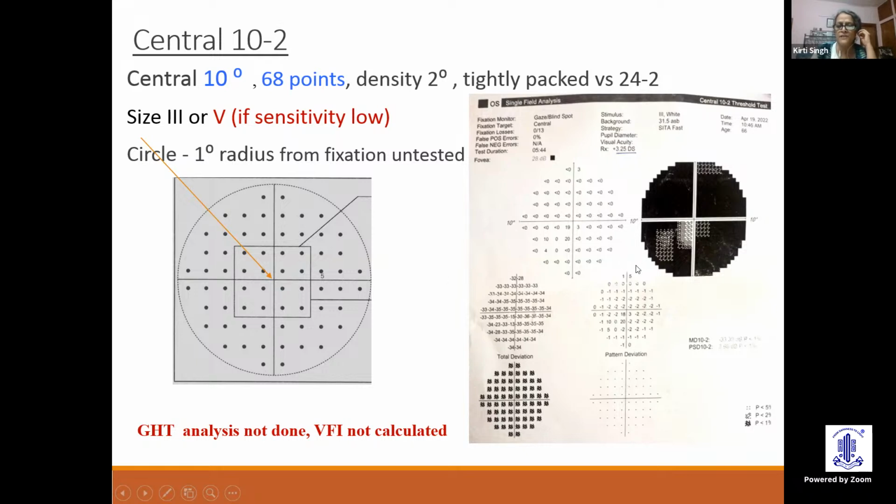What is a disadvantage in 10-2? The central 1 degree radius from the fixation is still untested. Moment you have a 10-2, you will not have a GHT analysis and visual field index is not calculated. You'll only have MD and PSD.